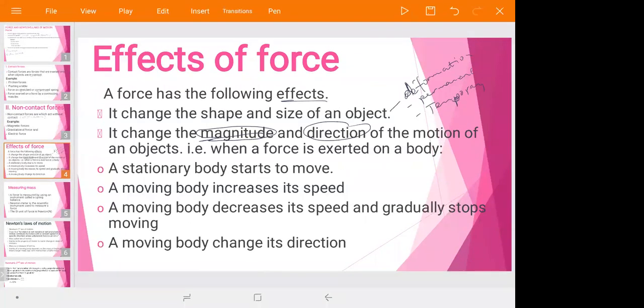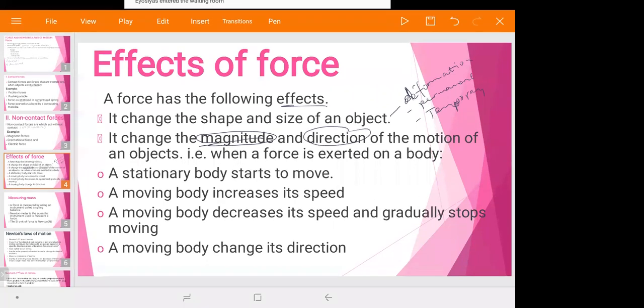So, the effects of force are: force can change the shape and the size of an object, what we call deformation. A force can change the magnitude and the direction of the motion of an object, okay? These are the effects of force. Clear? I think this one is clear for you. Okay.